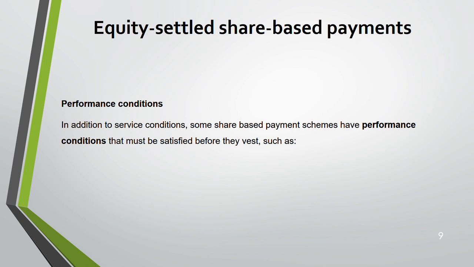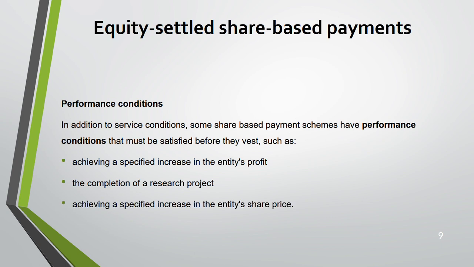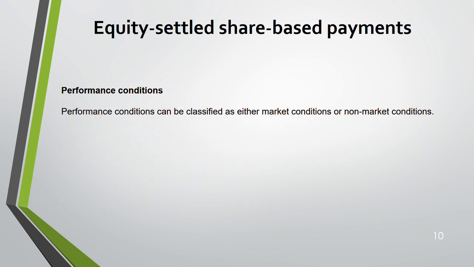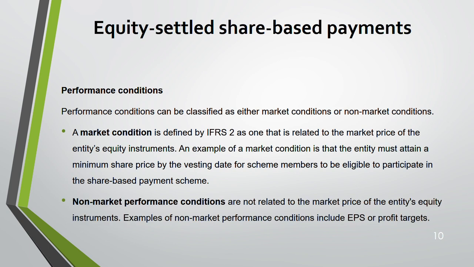Performance conditions. Now, from service conditions, we are moving on to performance conditions. Service condition means, let's say, an employee has to be there in the company for 3 years, 2 years before they are entitled to the share option. That is a service condition. Performance condition means there are some conditions that must be satisfied before they vest, such as achieving some amount of profit, or a project must be completed, or the share price should increase. These are performance conditions. Performance conditions are of two types, market and non-market.